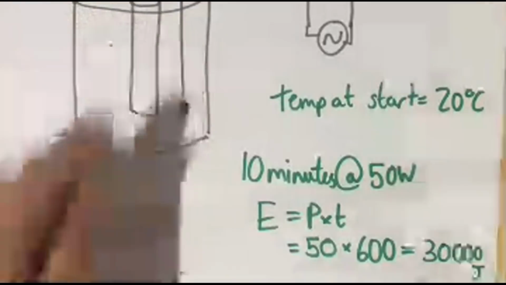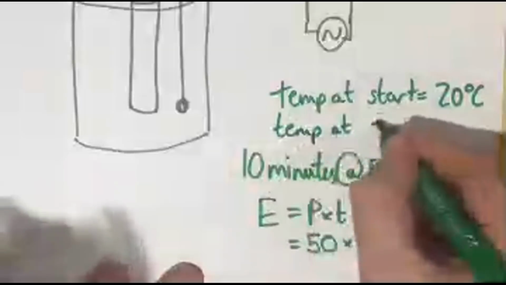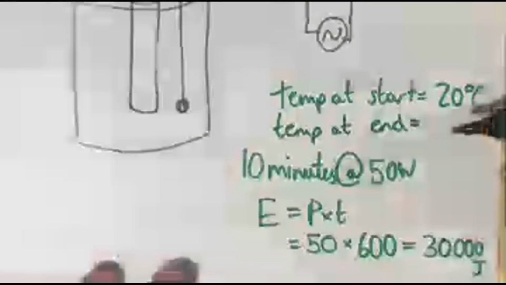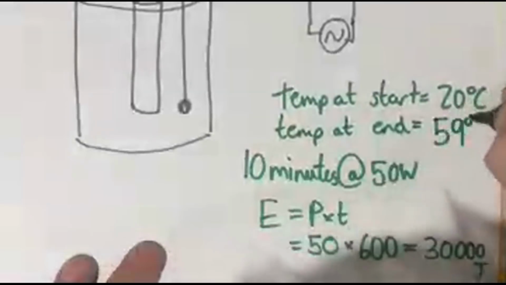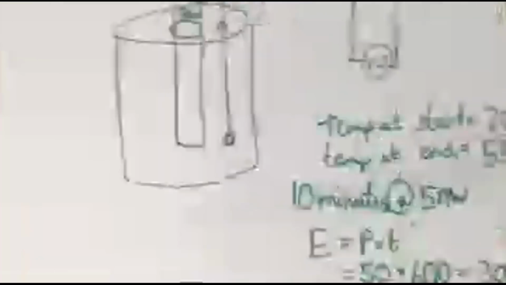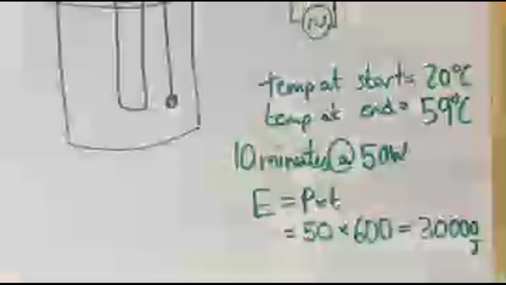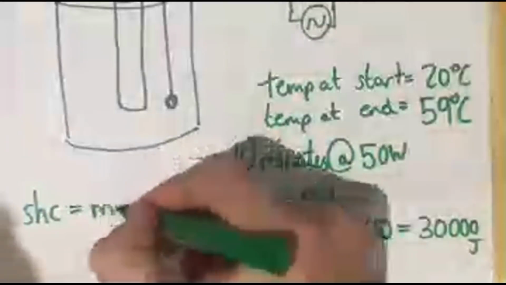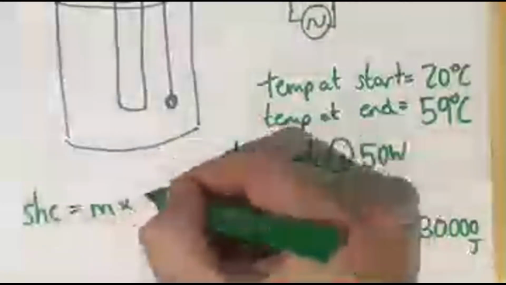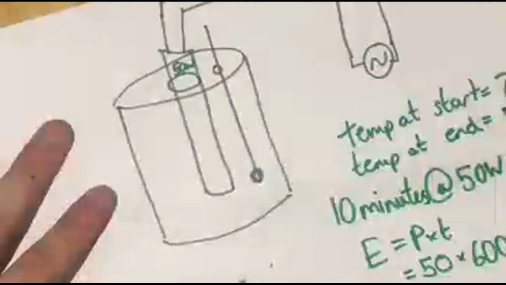I'm then going to measure the temperature at the end of those 10 minutes. Say it's gone up to 59, something like that. Now, this equation you do not need to remember. It will give you the equation. You will also never have to rearrange this equation.